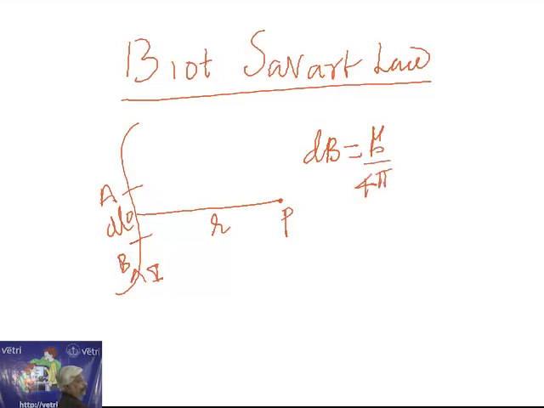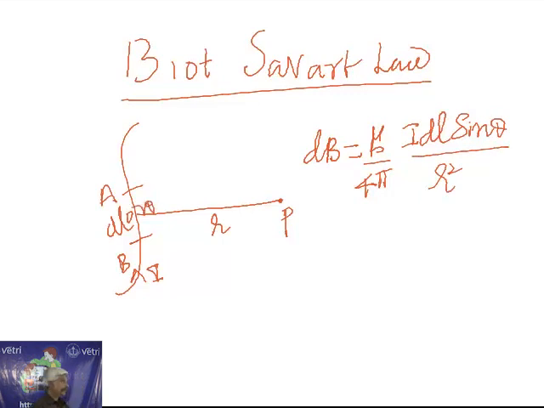Or proportional; I have to remove the proportional sign with a constant, mu naught by 4 pi. It is I dl. I dl is the current element. I is the current flowing through the conductor, dl is the length of the conductor. I dl sin theta, and inversely proportional to r square. So this is the angle theta. The angle theta means the angle between the direction of the current and the line OP.